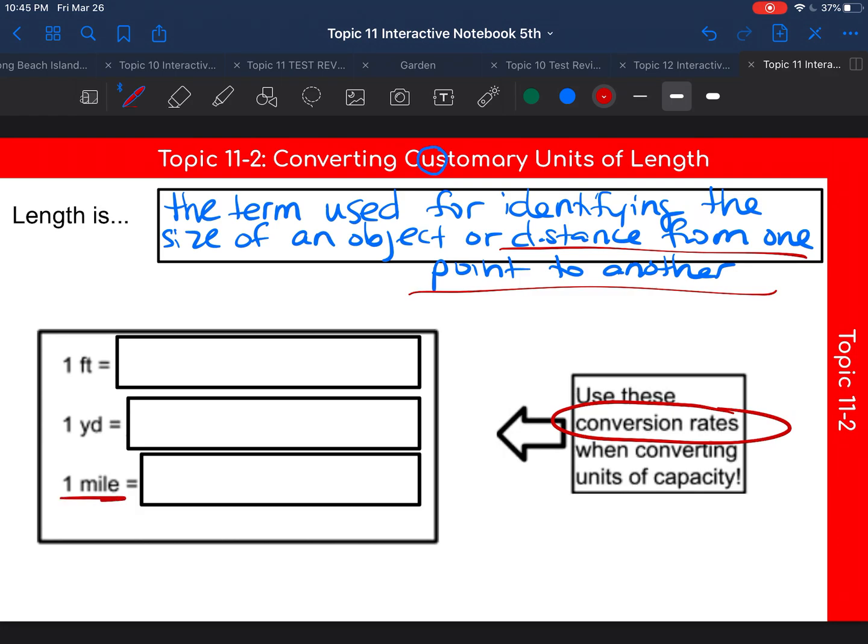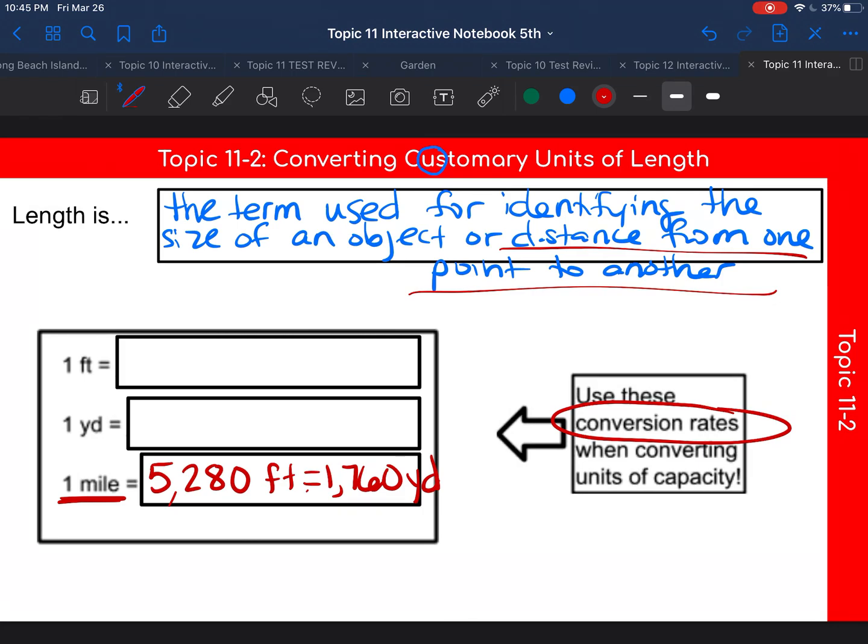So I'm going to start with this last one first. 1 mile equals 5,280 feet. All right, now 1 mile also, and you can write this right next to it, equals 1,760 yards. So it's important to know both of those conversions, that 1 mile is 5,280 feet or 1 mile is 1,760 yards. You may need to use those in a reference.